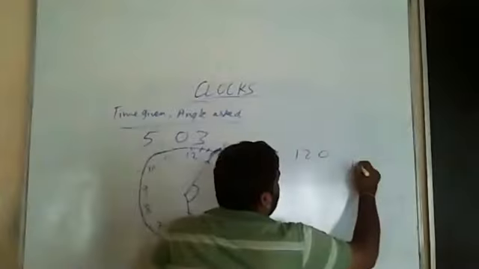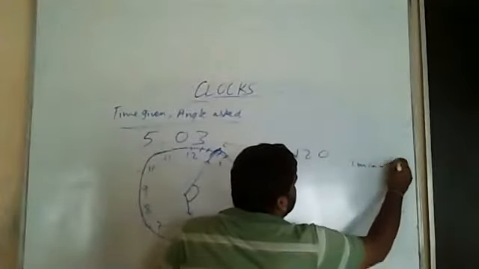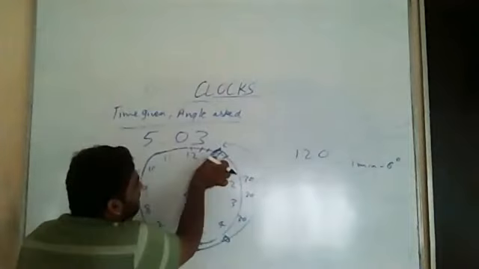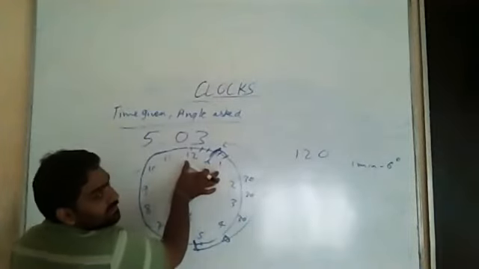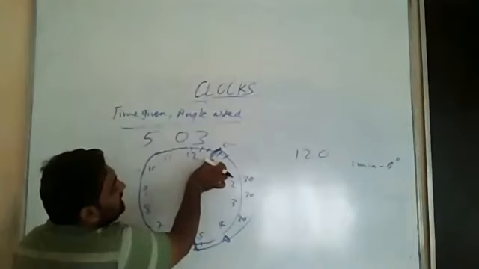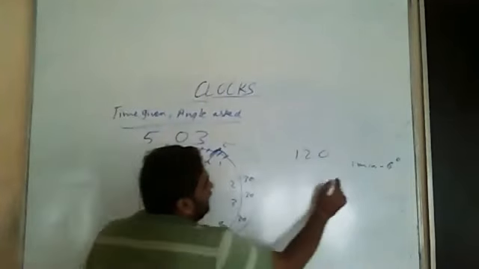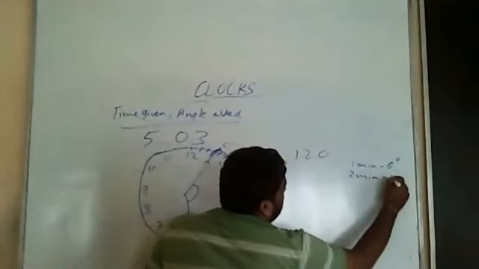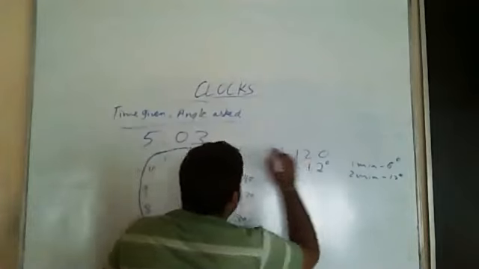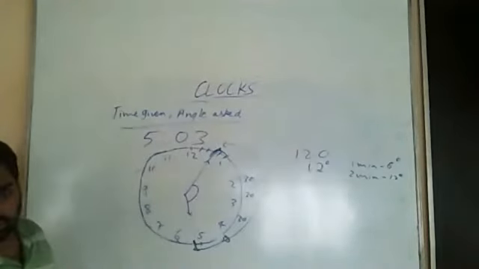So, for the minute hand, 1 minute is 6 degrees. And this gap between 12 and 1 is 6 degrees. So, this is 6 degrees, one more 6 degrees, and then 2 minutes is 12 degrees. So, this gap is 12 degrees. Yes or no?